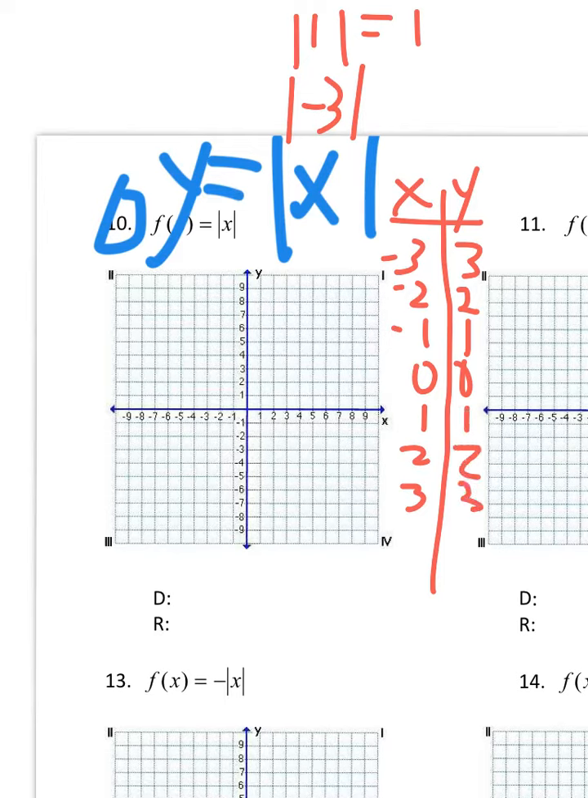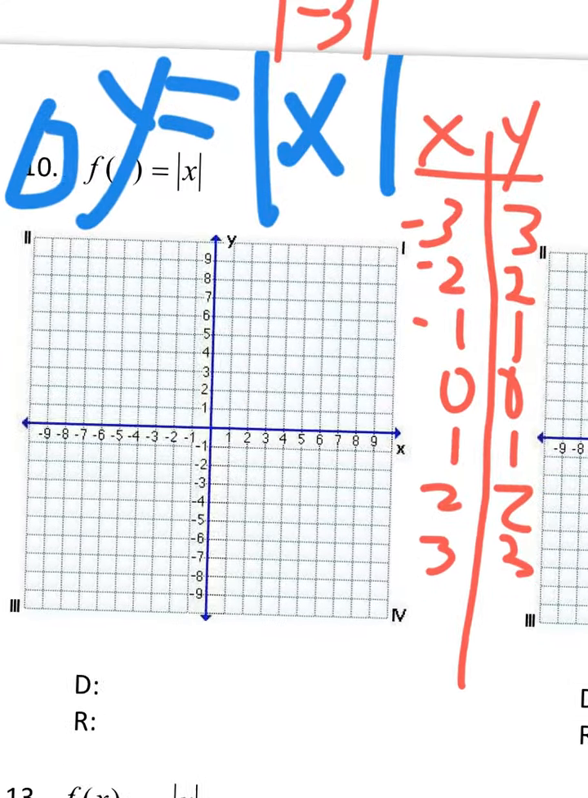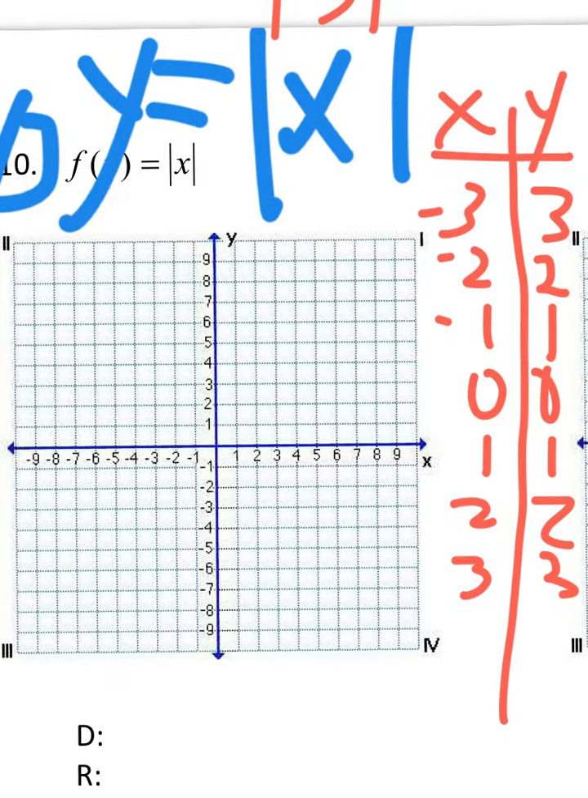Okay, if we plot those points, I'm going to make this graph even a little bit bigger here. We're going to plot -3, 3. So -3, 3 is going to be right there. -2, 2 is going to be right there. -1, 1 is going to be right there. 0, 0 is at the origin. Then 1, 1, this is where it starts to V back up. 2, 2, I was off a little bit with that one point. And then 3, 3 is right there. So this graph is going to look like that and like that.